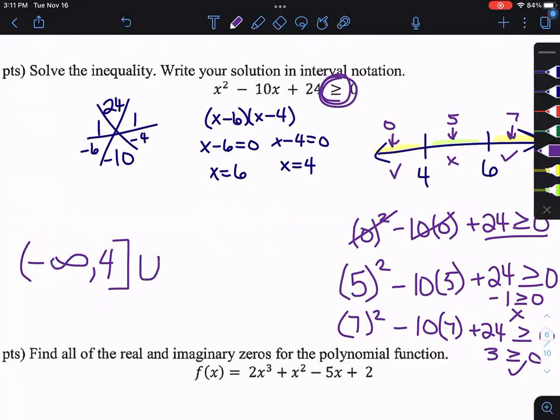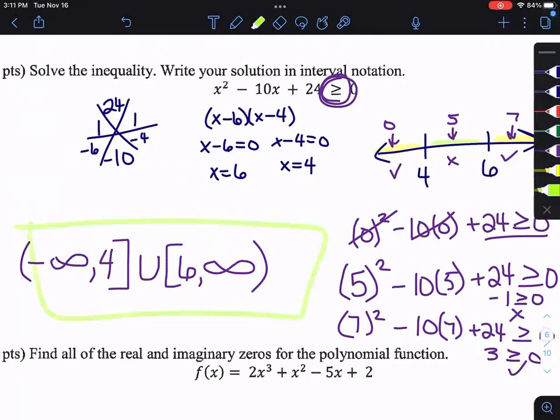We're going to unite that with the second part of our answer. We're going to start at 6. 6 is included again. And that arrow heads to positive infinity there on the right. So this right here is our final answer.